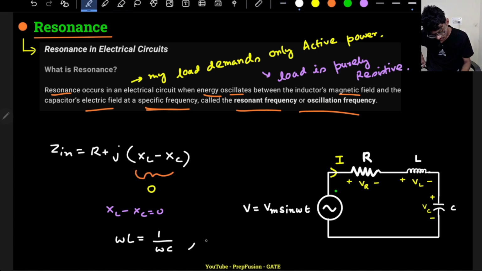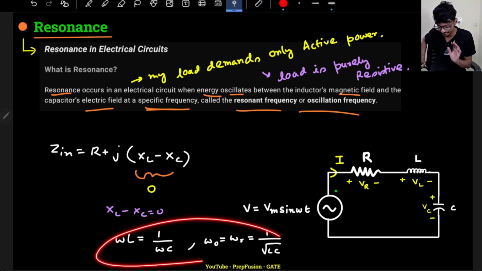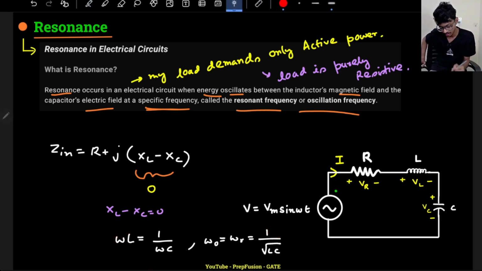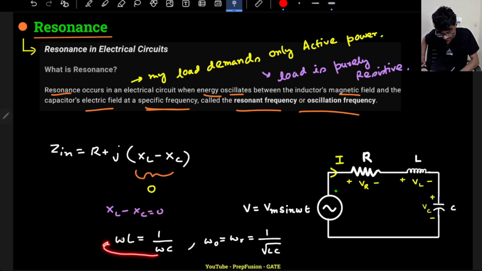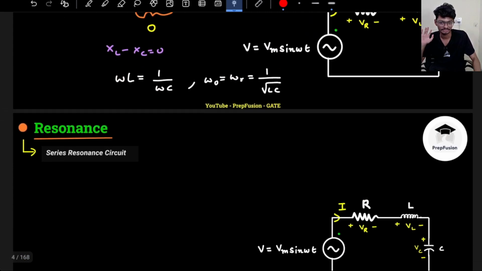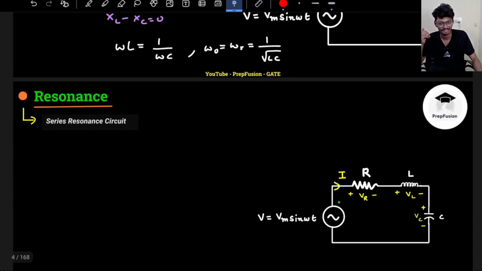So at a particular frequency that is known as omega naught or omega R, the resonant frequency, this will be equal to 1 by under root LC. The most famous equation. I know you already know about this. If I take this omega here, this will be omega naught squared equals 1 by LC. So omega naught will be equal to 1 by under root LC. So this is the resonant frequency. This has been derived, very simple, very straightforward, nothing to worry. And I know you already know about this.